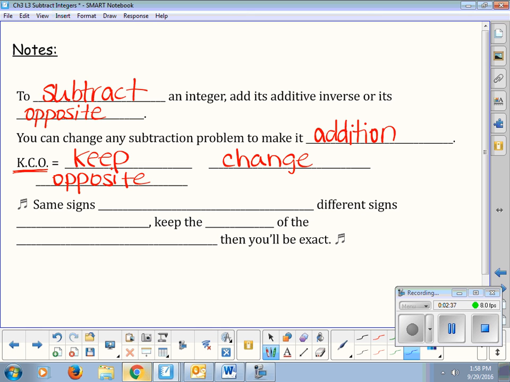What do we fill in here? Same signs, we do what? Add and keep. Different signs. Subtract. Keep the sign of the bigger number.